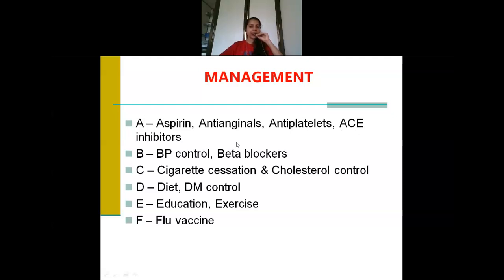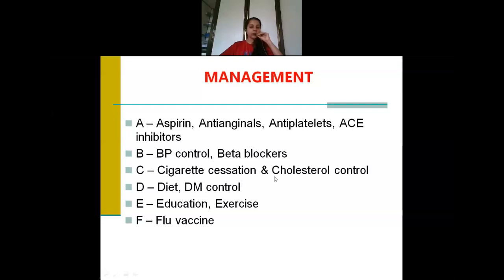B stands for controlling the blood pressure and also beta blockers. Examples of beta blockers are atenolol and propranolol. And C, better to quit cigarettes. That will reduce the risk factor, and also keep the cholesterol in control.